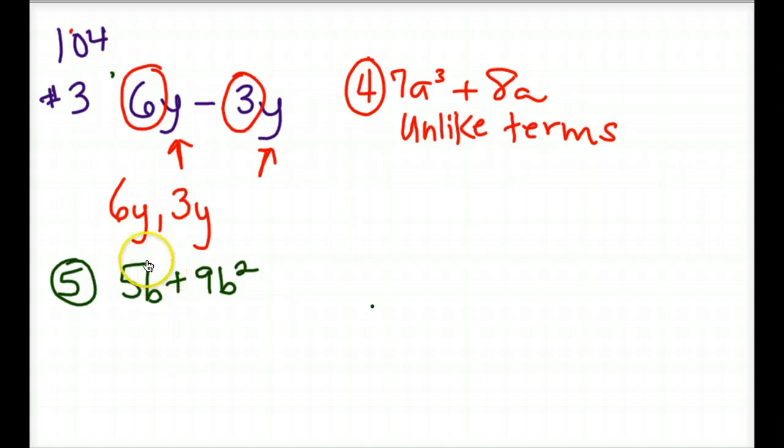So for number 5, it says 5b plus 9b squared. Again, we have the same variable b, but we have different coefficients, 5 and 9. But this b here has a squared attached to it, and since this b doesn't have a squared, that means we cannot combine this 5b and 9b. So again, the answer to 5 is unlike terms.